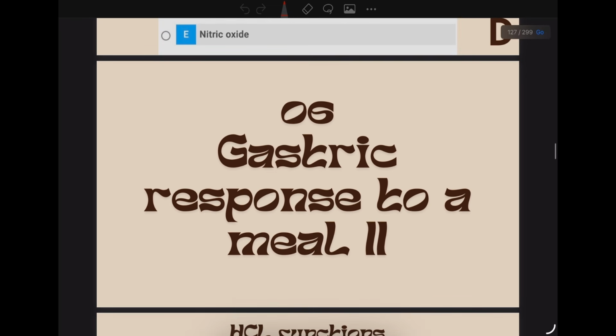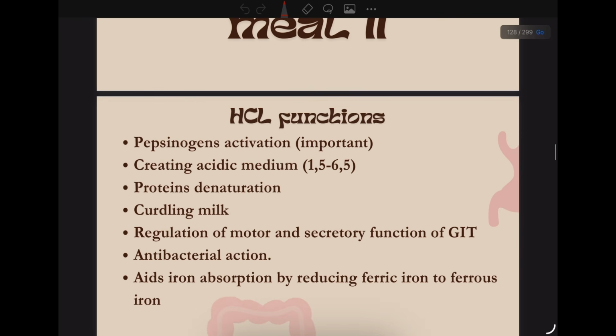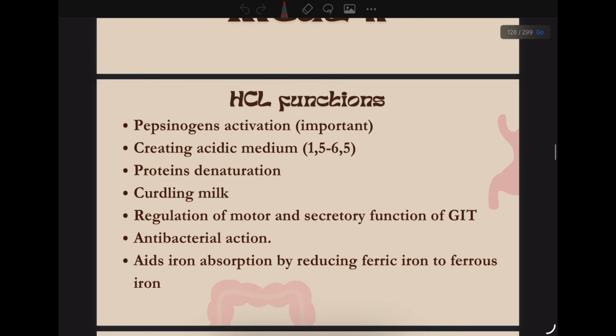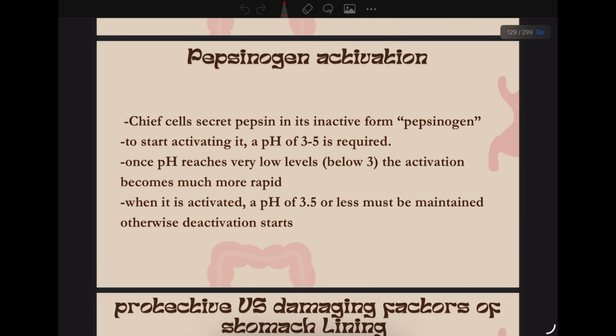Quite a long lecture, this one, so fasten your seats. Hydrochloric acid functions, a lot of unnecessary stuff. Just know the pepsinogen activation is the most important one. Remember, pepsinogen is released from? Yes, chief cells. Chief cells secrete pepsin in its inactive form, because if it was released in its active form, it would have eaten the cells themselves, right?